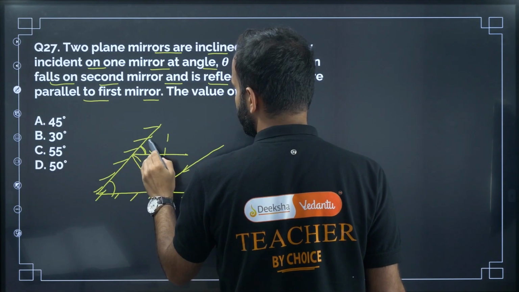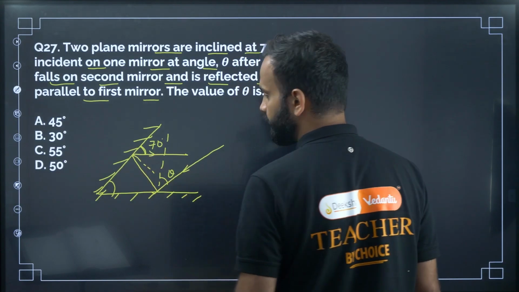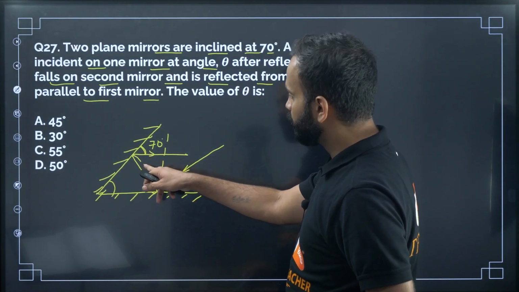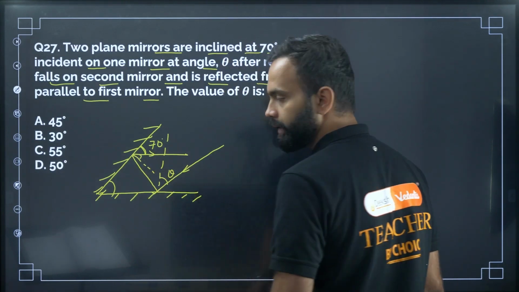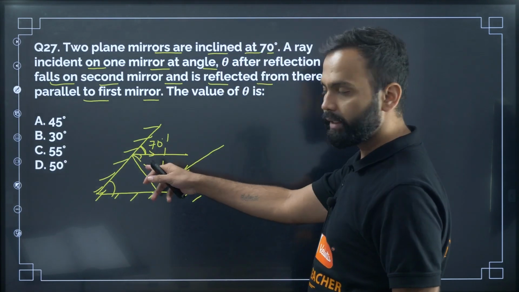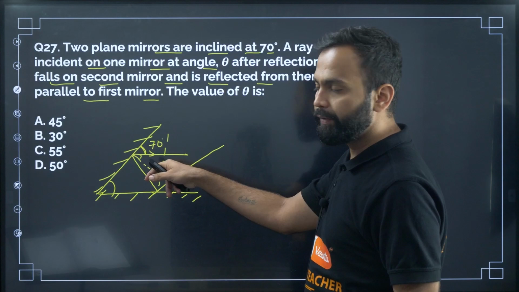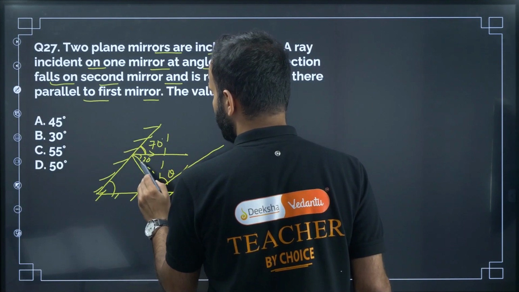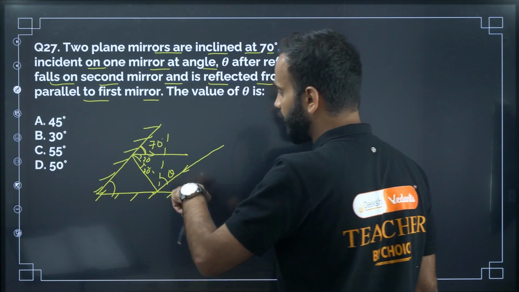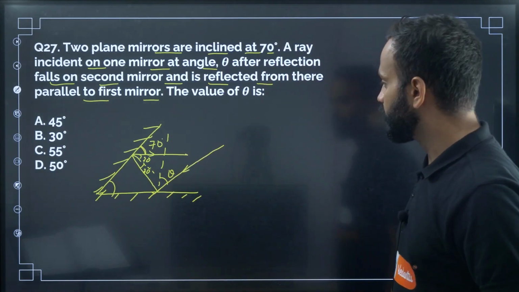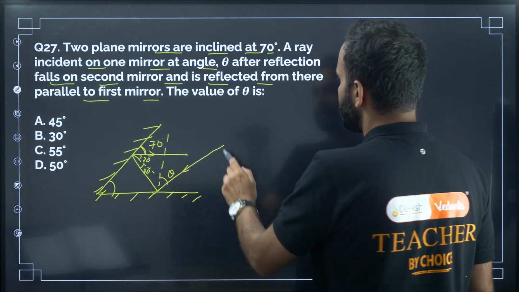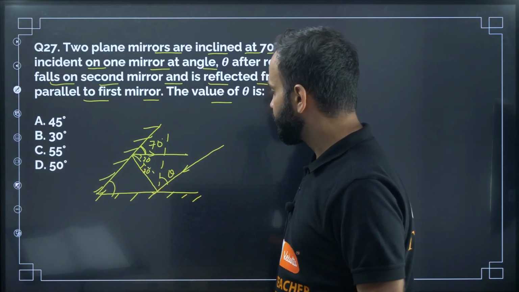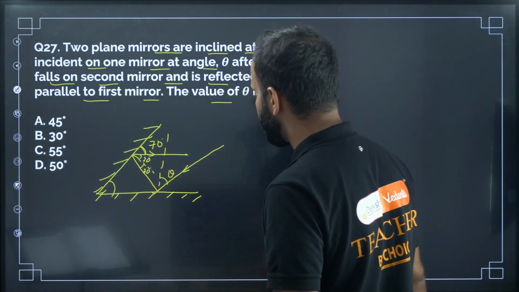So this angle is 70 degree, right? Now here 70 plus theta dash is equal to 90 degree. Sorry, this angle is something theta dash. So 70 plus theta dash is 90 degree, so theta dash will be 20 degree, right? So this angle will also be 20 degree because angle of incidence is equal to angle of reflection, the law of reflection. So this angle is 20 degree.